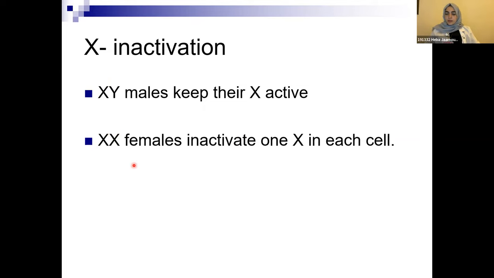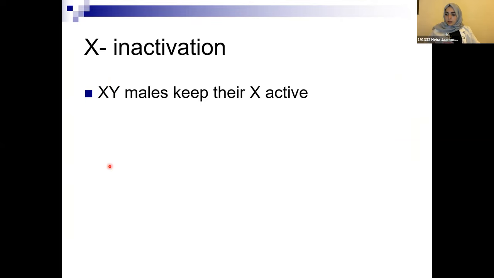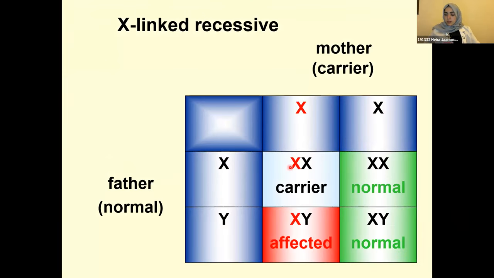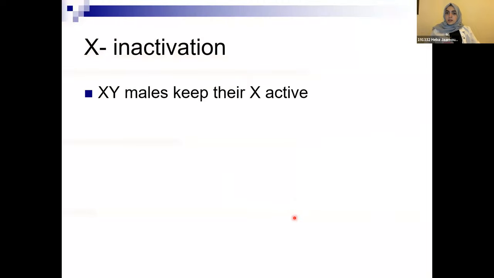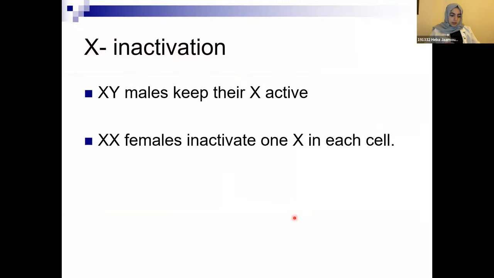Why is this an important fact to keep in mind? This is important when we talk about carriers, okay? Because in carriers, we have one X that's affected and one that's not, but the individual still does not show the disease. They're only a carrier. Why is that? Because one of them is inactive and the other is active. When it comes to the males, the X is always active because it's the only one that they have. This is the concept behind X inactivation.